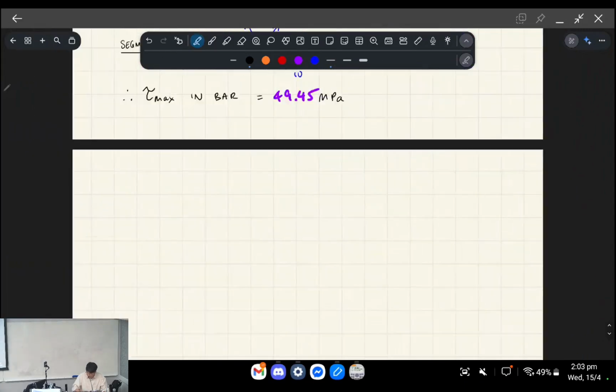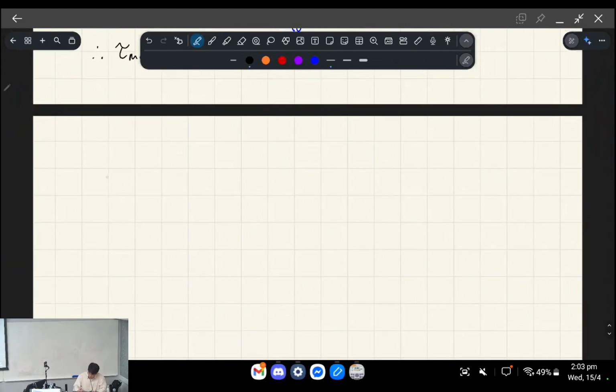Okay, so let me draw this very nicely. So here's our free body diagram. Oops. Here's one wall. Here's another wall.